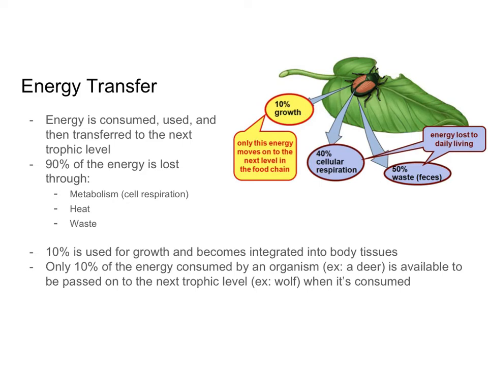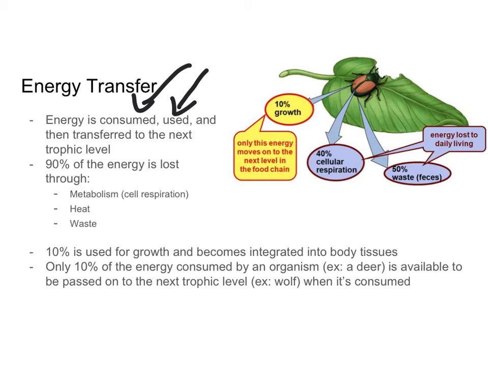So we've been talking about food chains and food webs and how they show an energy transfer through the ecosystem. Let's talk a little bit more about energy transfer. Each time energy is transferred to a new organism, that energy is first consumed by that organism. It is then used, and then it's transferred to the next trophic level when that organism gets eaten itself.